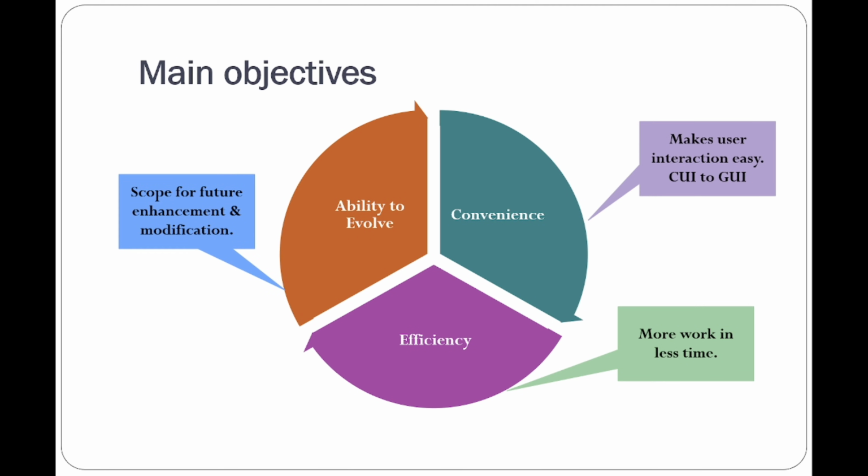And the last one is ability to evolve, right? So we are actually working on a software. Operating system is a software, right? So there is a scope for future enhancement and modification. Maybe we have written a program to manage the resources. Maybe after some time there may be another algorithm which can manage the resources more efficiently. So because it is easier to modify your software, we have an ability to evolve, right? We have an ability to accommodate more modifications in the near future.